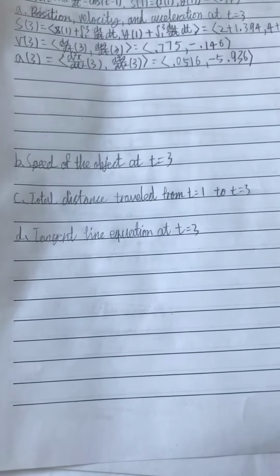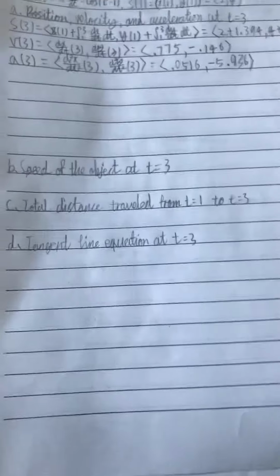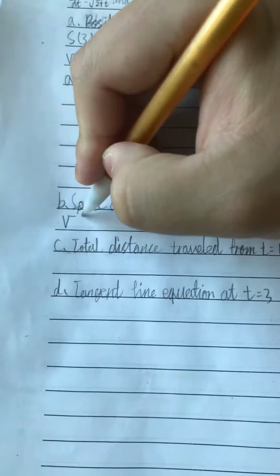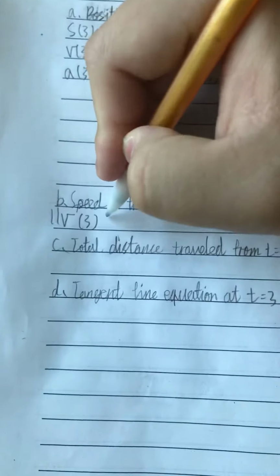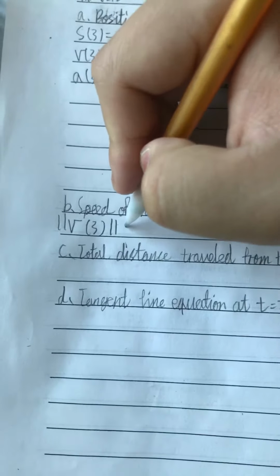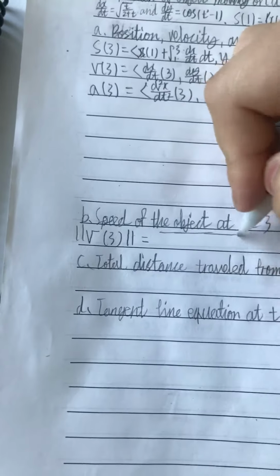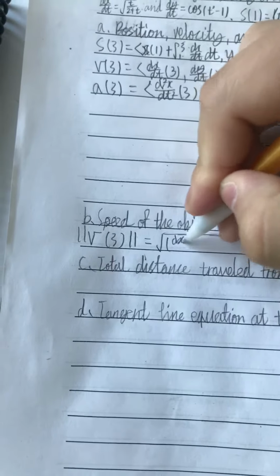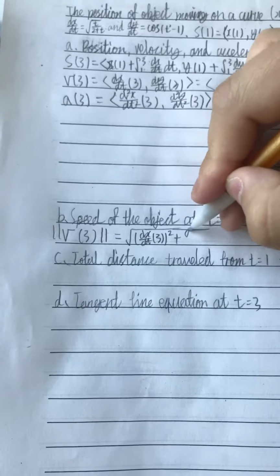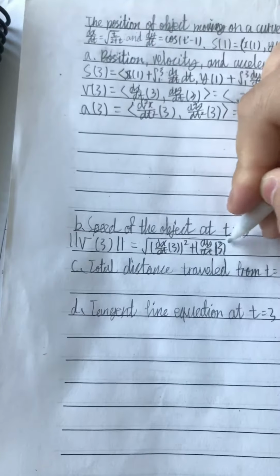Okay, so the next part wants us to find the speed of the object at time equals 3. In this case, the speed of the object at time equals 3 is basically v3. That's what we use for speed, and it's equal to the square root of dx/dt at time equals 3 squared plus dy/dt at time equals 3 squared.